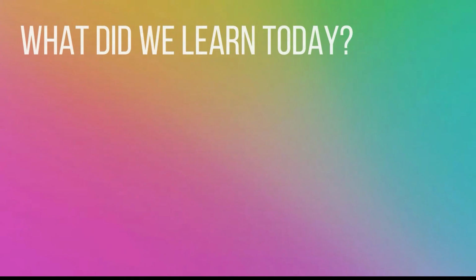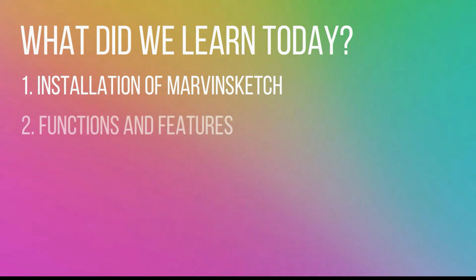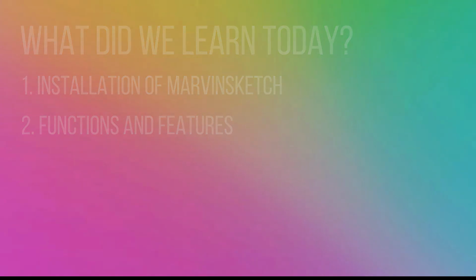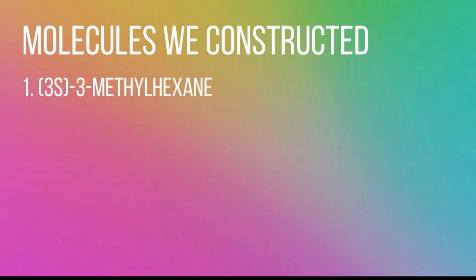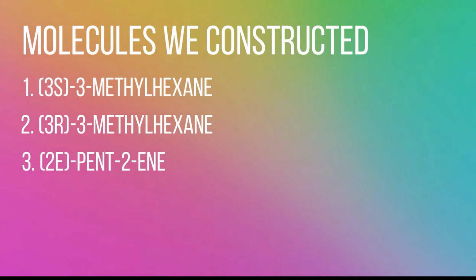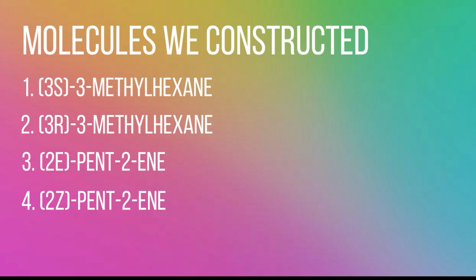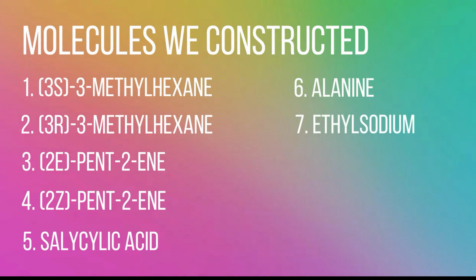Before we end, let us recap what we have learned throughout the video. First, we introduced you to and taught you how to install MarvinSketch in your device. We also explored the several features and functions of the software, like menus, toolbars, the canvas, drawing elements, atoms, and advanced templates. We also learned how to construct 5 molecules, 3S-3-methylhexane and 3R-3-methylhexane, 2E-pent-2-ene and 2Z-pent-2-ene, salicylic acid, alanine, and ethyl sodium. These are the timestamps for the construction of these molecules.